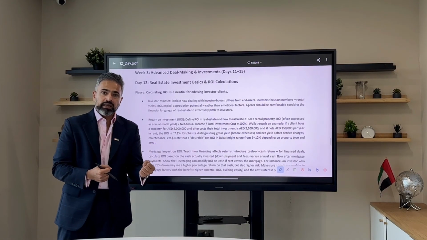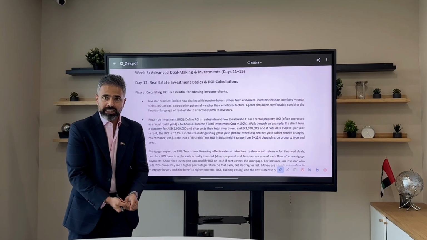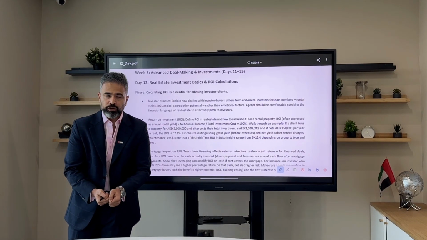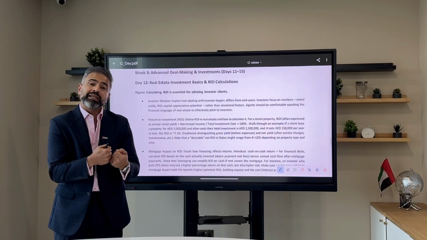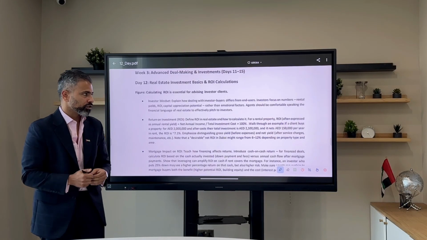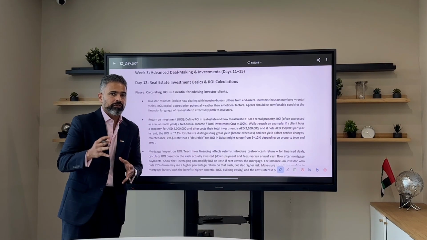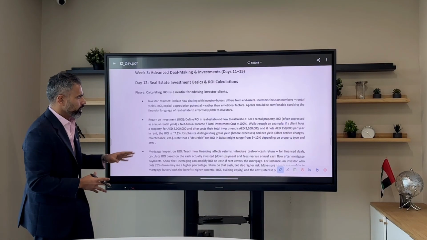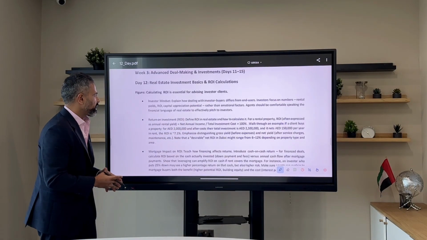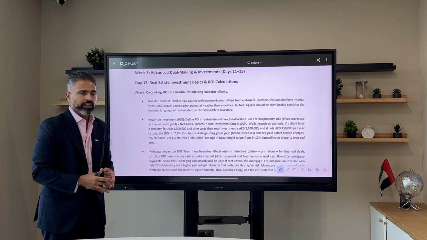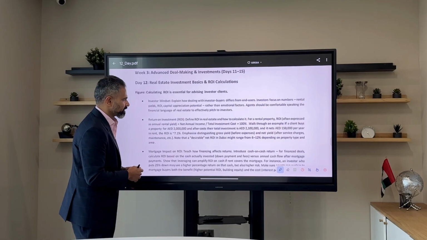If the numbers make sense, whatever money they're investing into the asset, whatever returns they'll generate over a certain period of time, if that makes sense, that's how they make the decision. So it's important to understand the differentiating factor between the two. As advisors, we should be comfortable speaking the financial language of real estate to effectively pitch to investors.